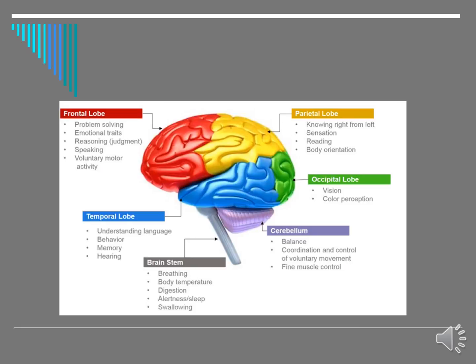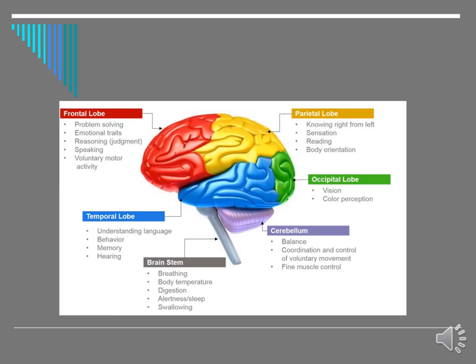Again, starting with the brainstem, that is your vital sign center. Controlling all of your involuntary actions, breathing, digestion, swallowing, coughing, vomiting, and whatnot. Very, very important. The temporal lobe, a lot with memory, hearing, understanding language, and behavior.